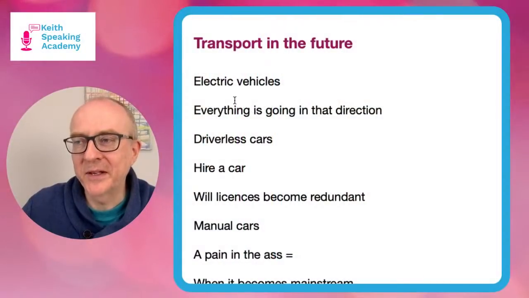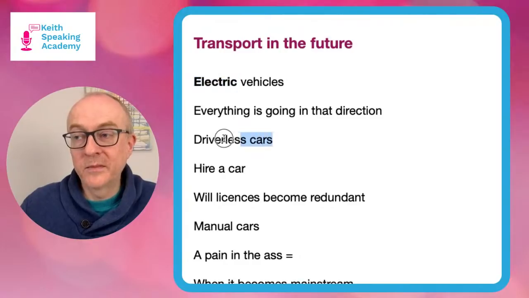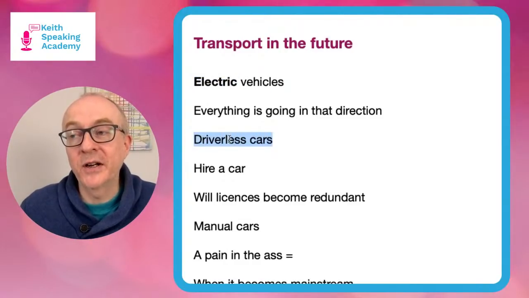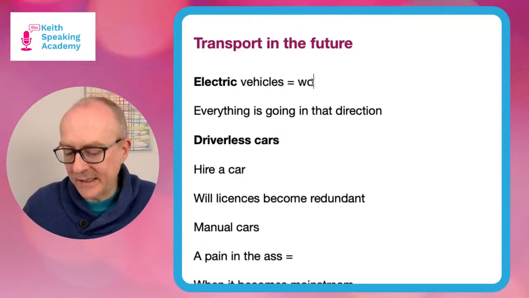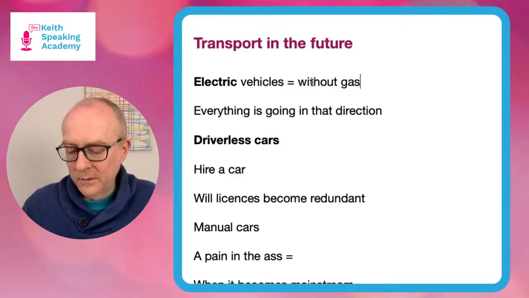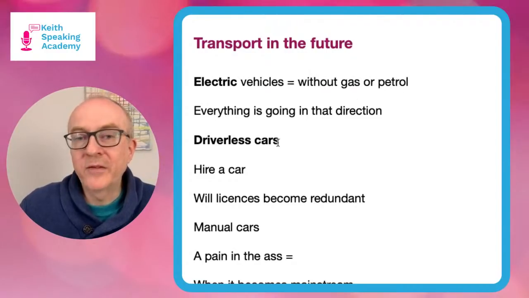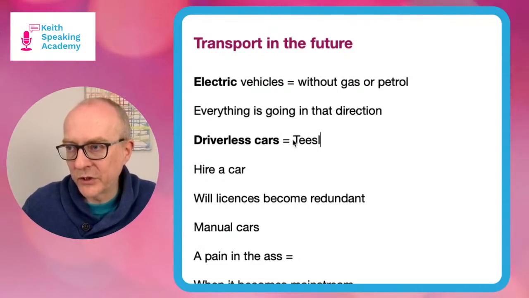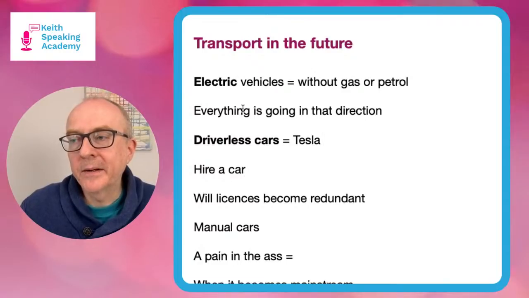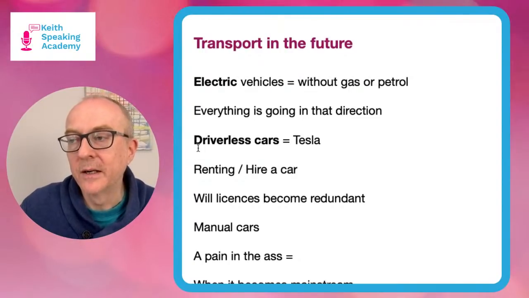I'm just going to break off again to bring up some of the language there that was really useful. Transport in the future. We talk about electric vehicles, which is different from driverless cars. Electric vehicles are without gas or petrol. Fiona, correct me if I'm wrong, but I think that's right. Driverless cars are without a driver, like Tesla, the most famous one, with our friend Elon Musk. We can talk about hiring a car or renting a car. Fiona said we can hire a car or rent a car.